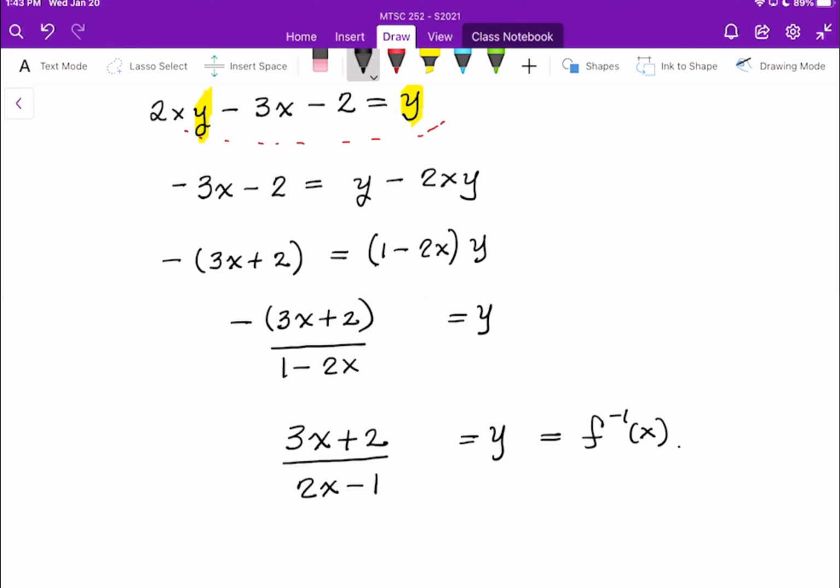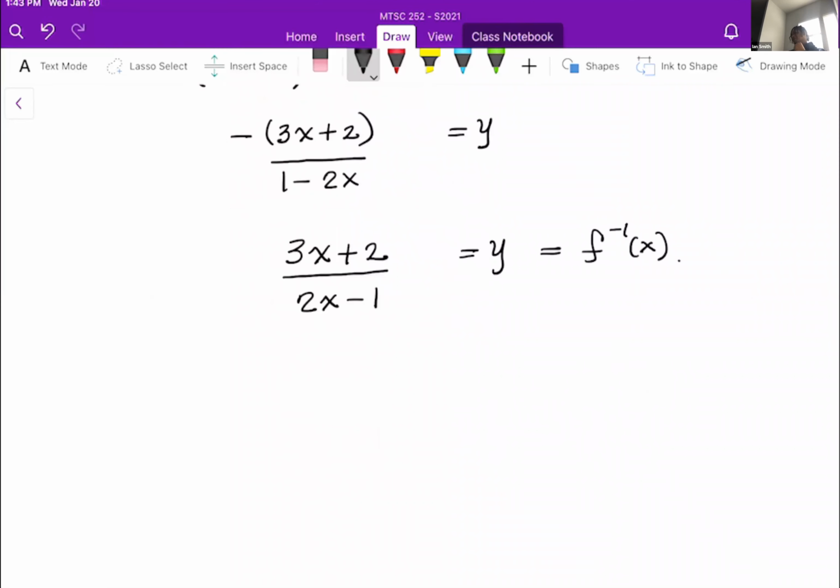Okay, are we happy with that? Man, I'm happy with that. Ian, you should be happy with that. Skylar, thank you. Okay, so now we have an inverse.